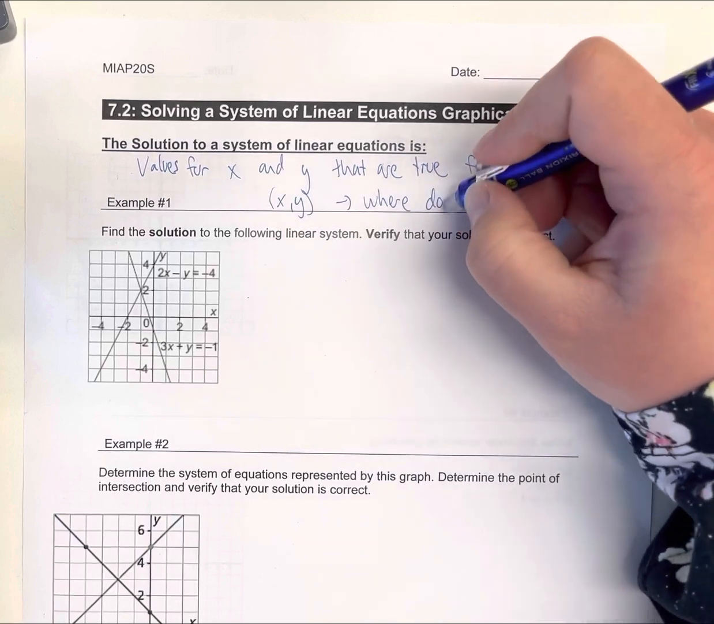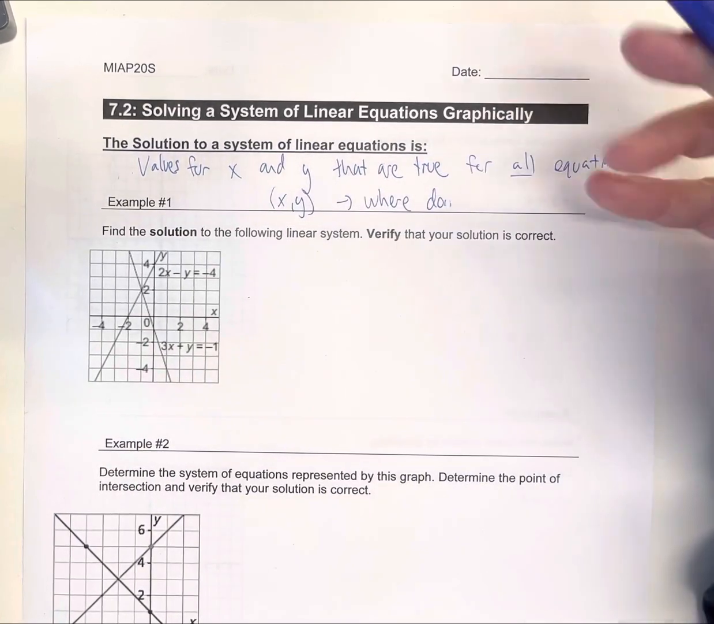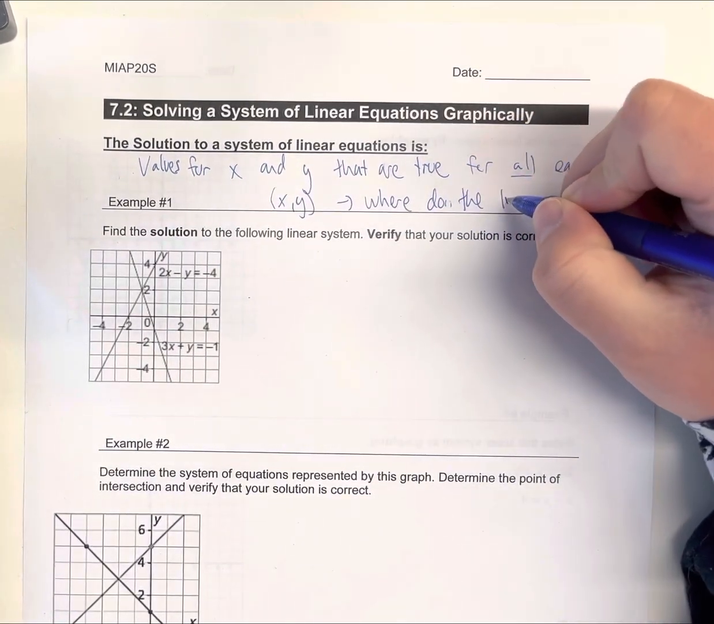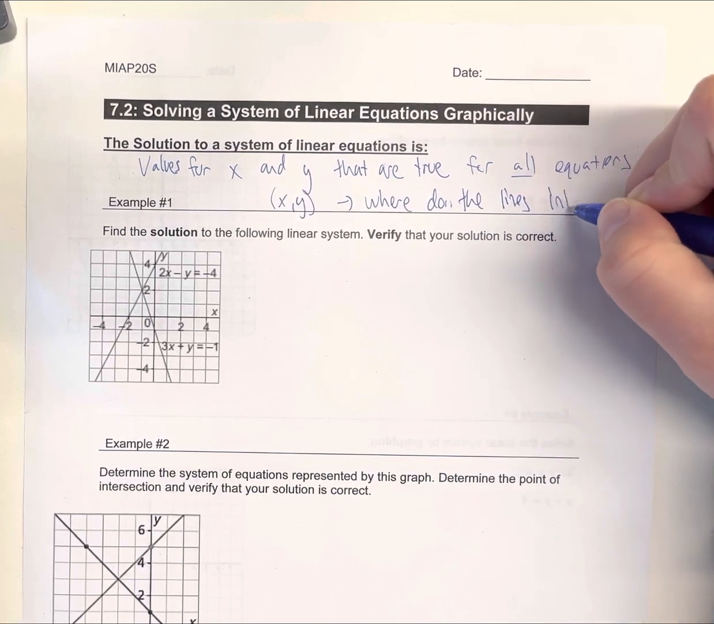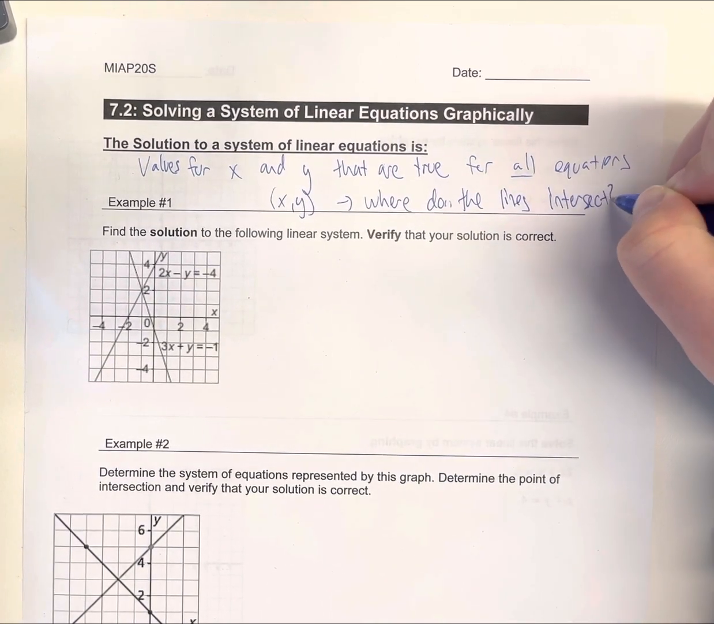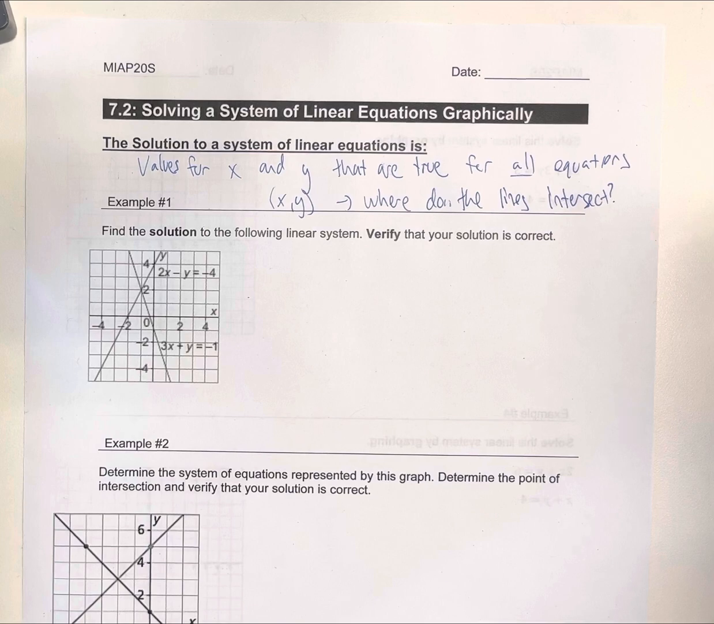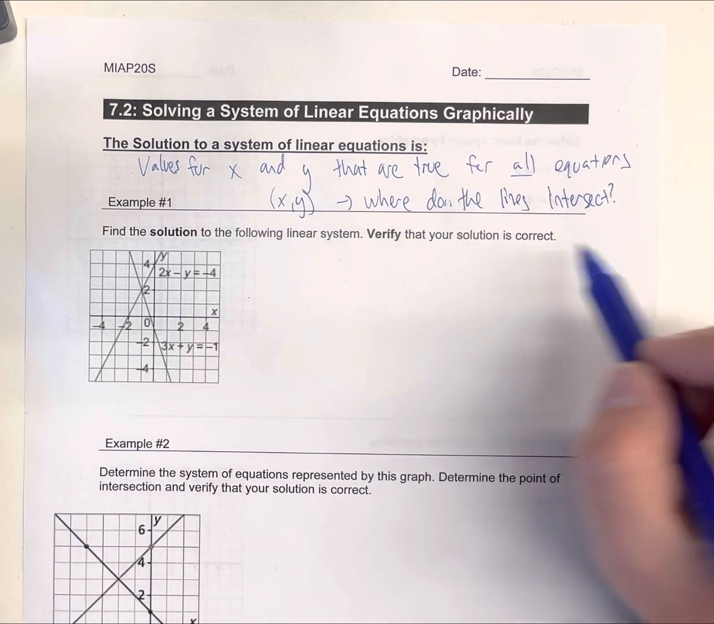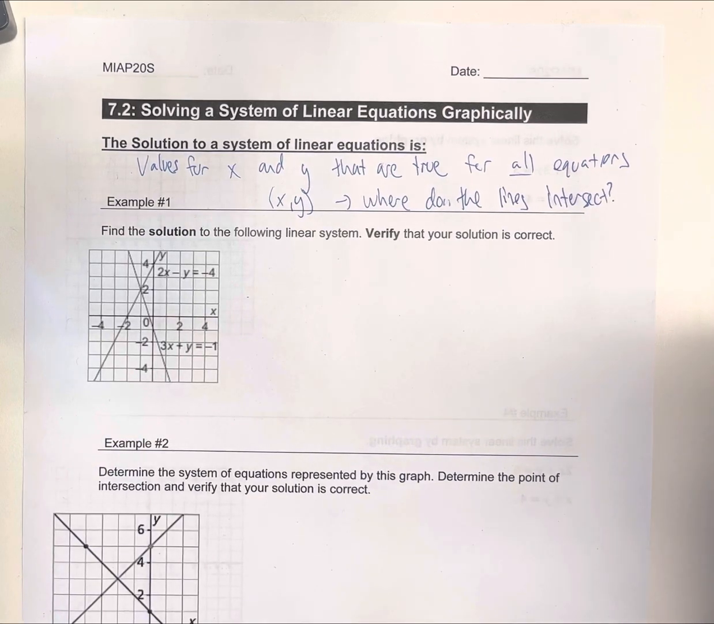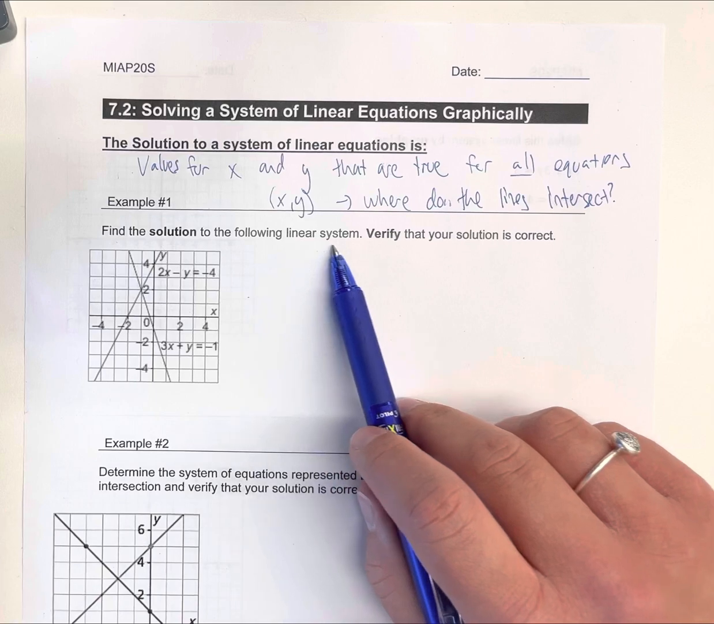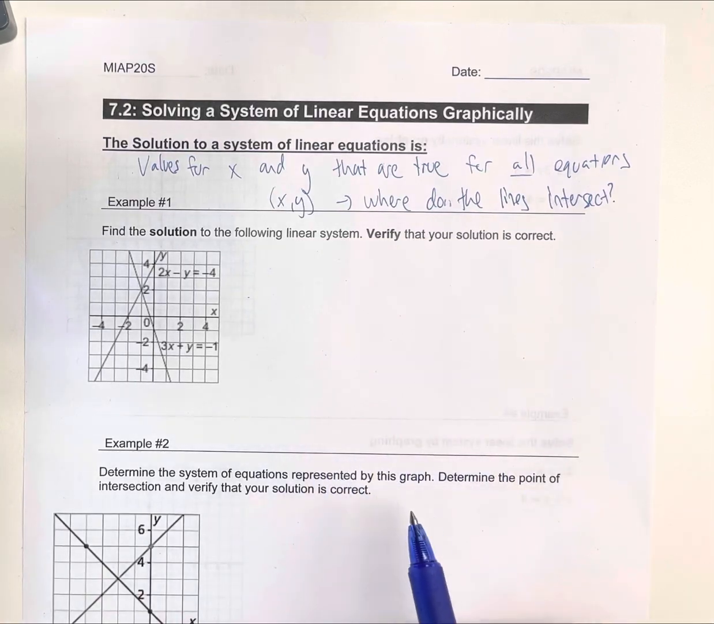Where do the lines intersect? As in, where do they cross each other? Where do they agree on a point? Now in the future, we won't always have an x and a y value for a solution, but in this case we do. So where do our lines intersect? So today we're doing it graphically. We're going to see where do our lines cross each other. Find the solution for the linear system and verify that your solution is correct.